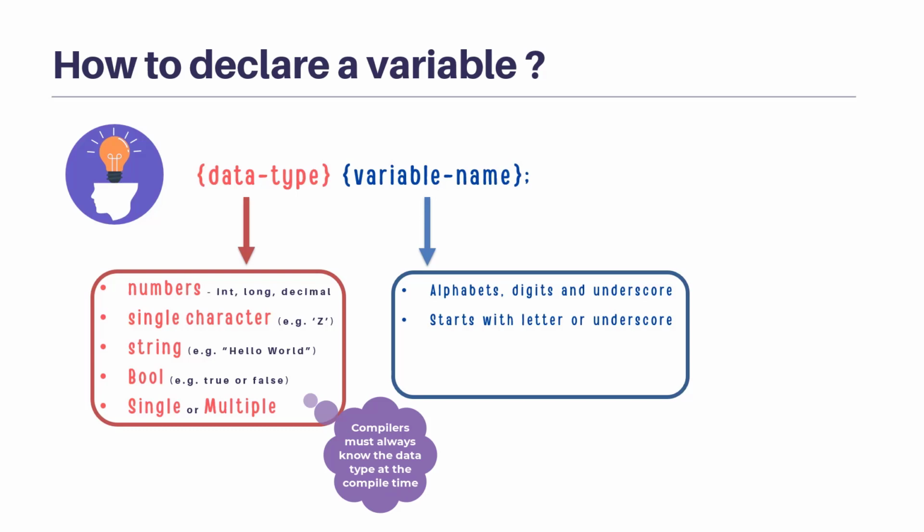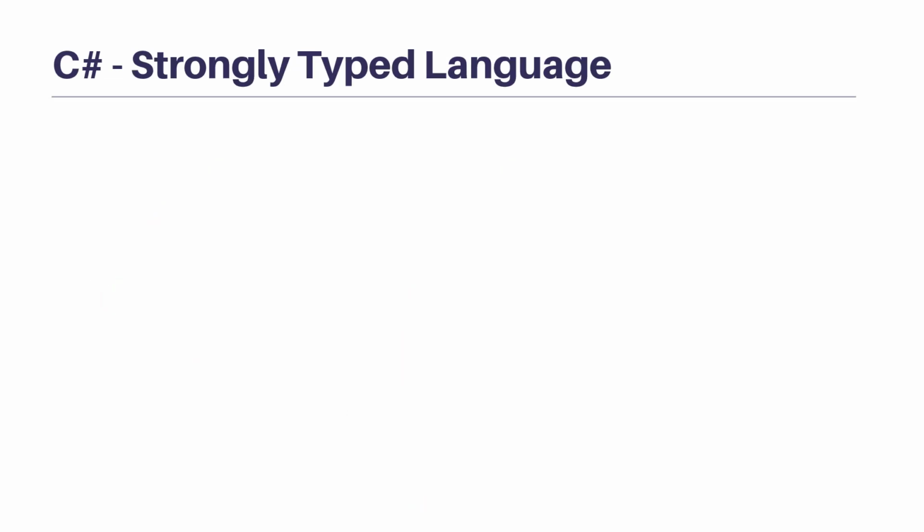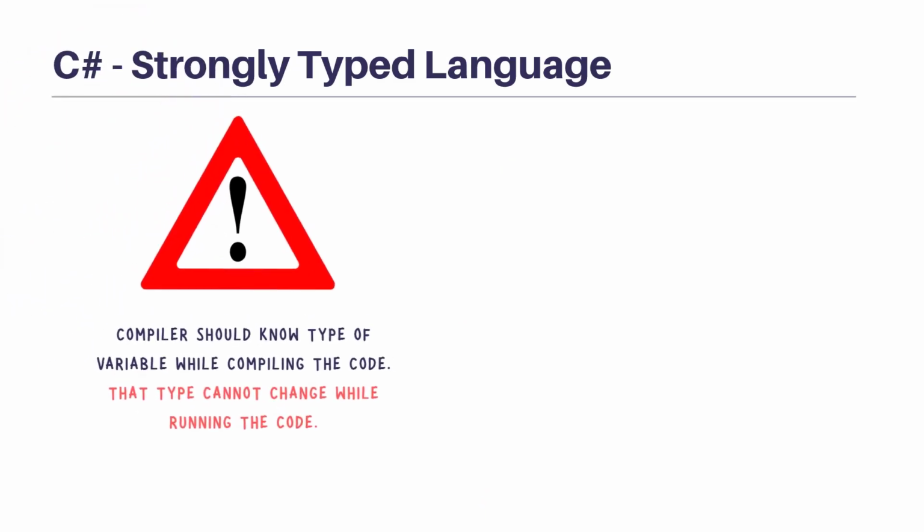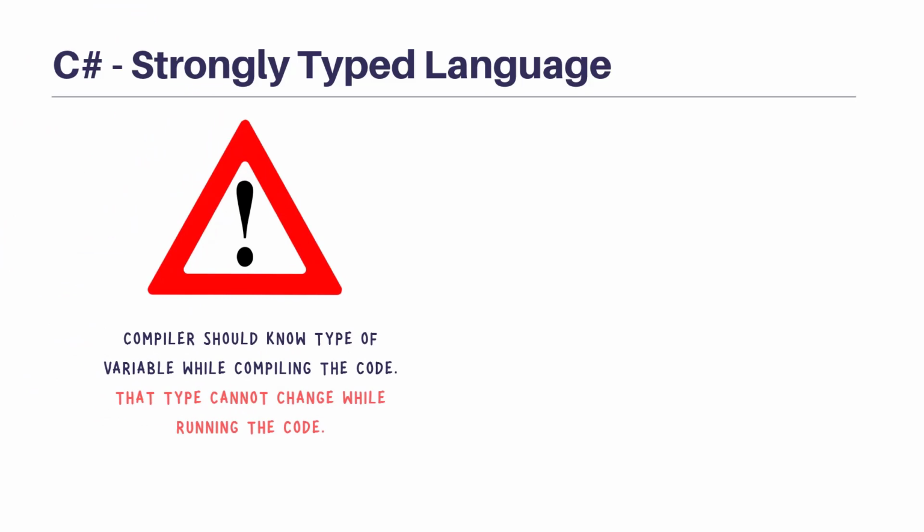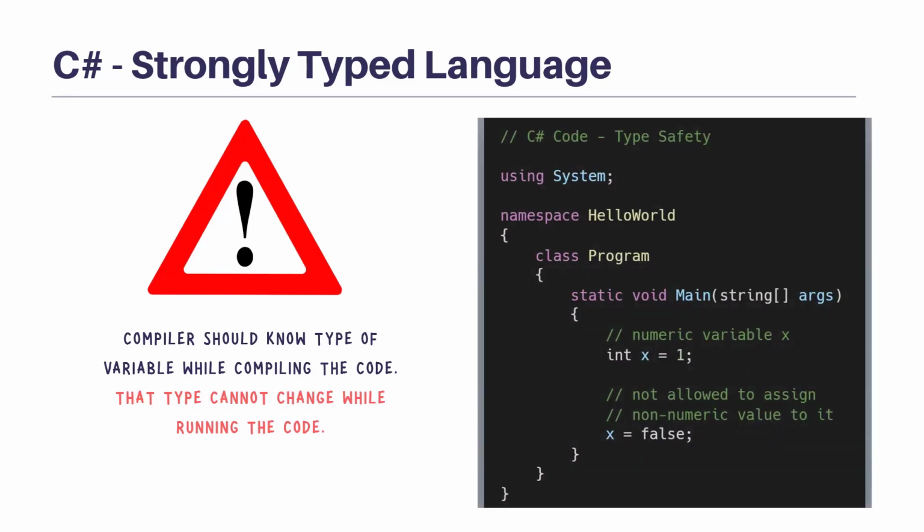C# is a strongly typed language. Now what is the meaning of strongly typed language? Every variable must have a type. Also, this data type cannot change during runtime. If you try to assign values which are not allowed, then the program will get compilation errors. The compiler would fail to compile the program. For example, if you declare a variable to be numeric, then you cannot assign a boolean value, true or false, to it. The compiler will throw errors saying that this is not allowed.